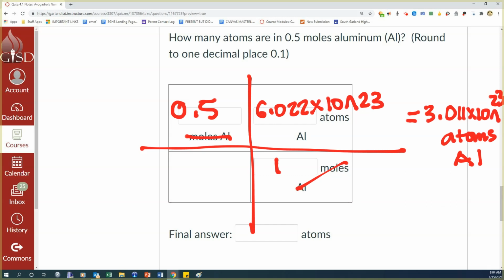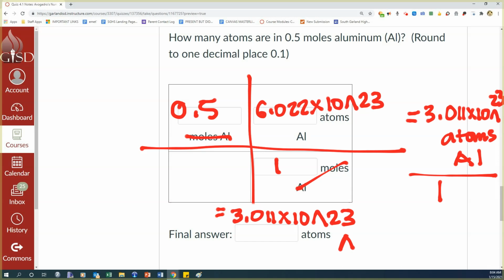Okay, so the final answer here, because you divide this by 1, let's put it down right here. The final answer here is equal to 3.011 times 10 to the 23rd atoms of Al. Don't forget the atoms of Al. All right, you can't put Al, so might as well just stop there. So go ahead, write that down.